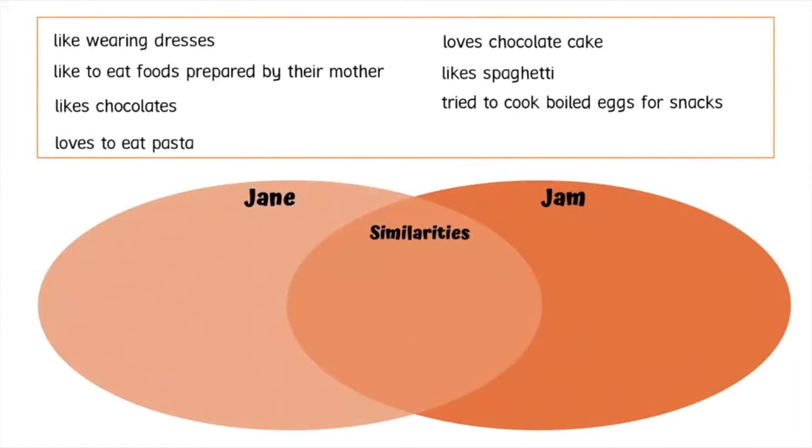What do the twins have in common? Write your answers in the similarities. What do they differ? Write in the first circle for Jhean's likes and in the second circle for Jam's likes. Choose your answers inside the box. You have 2 minutes to answer this exercise.